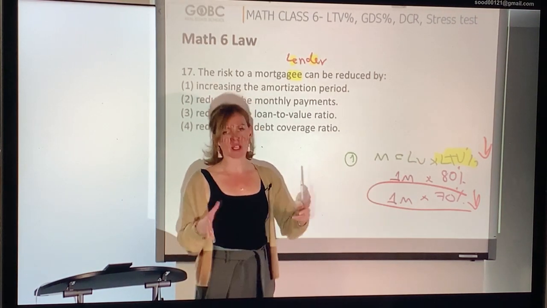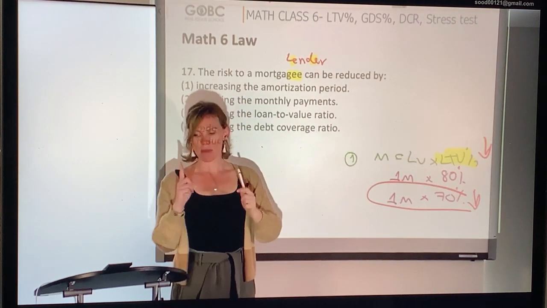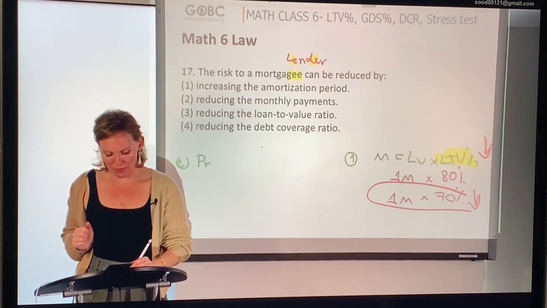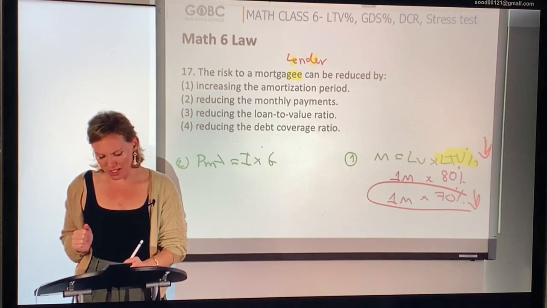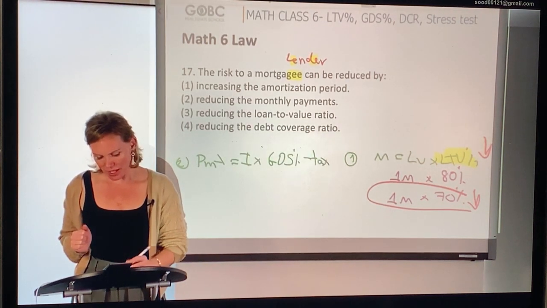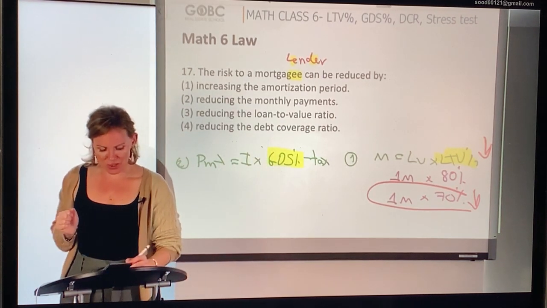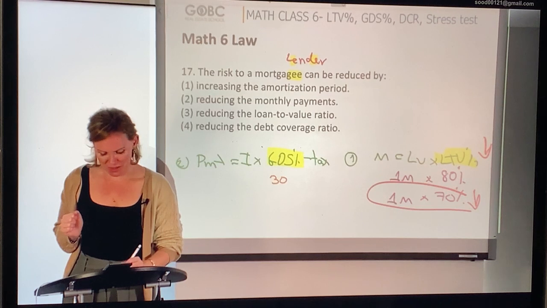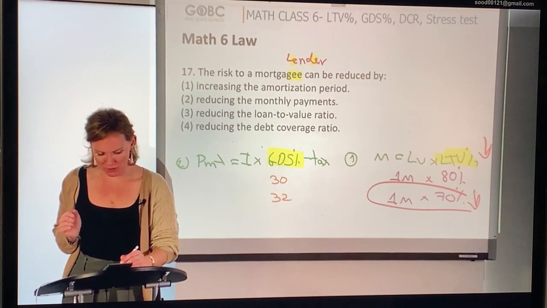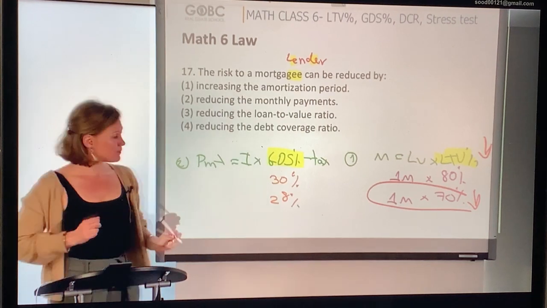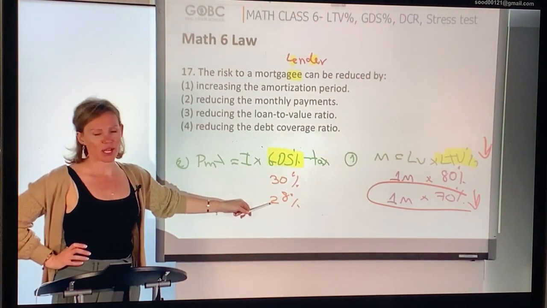So the lower the loan to value ratio, the more they reduce the risk. That makes sense, okay? If I look at my second formula, the PIG formula: Payment equals income times GDS minus the tax. GDS is what I'm looking for. If in one scenario the lender gives you a GDS of 30% and in the other 32%, actually, let's keep it lower, 28%. So if we have two examples, you know what the lender would prefer.